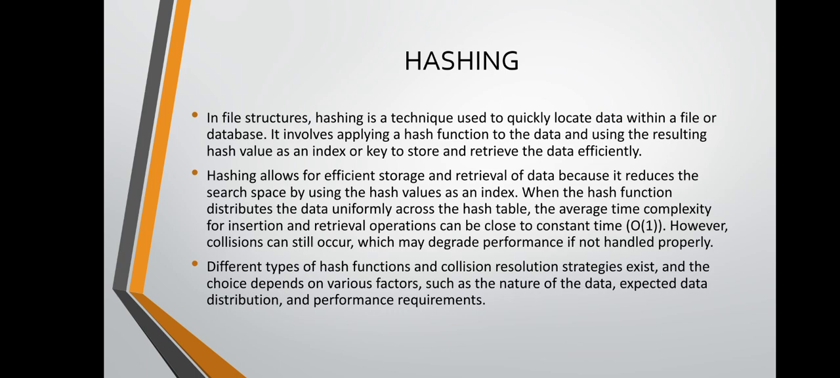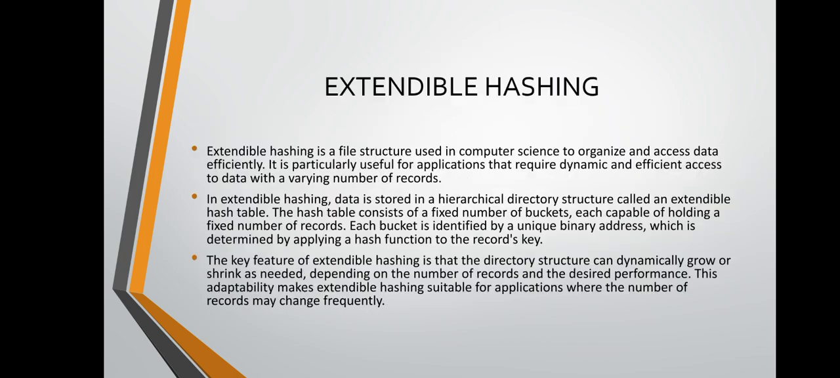as an index. When the hash function distributes the data uniformly across the hash table, the average time complexity for insertion and retrieval operations can be closer to constant time, O(1). However, collisions can still occur, which may degrade the performance if not handled properly. Different types of hash functions and collision resolution strategies exist, and the choice depends on various factors such as the nature of data, expected data distribution, and performance requirements.